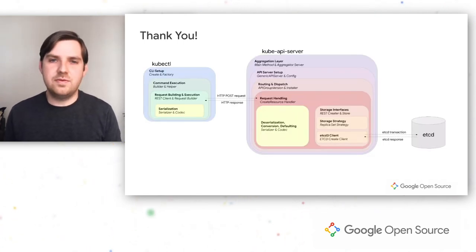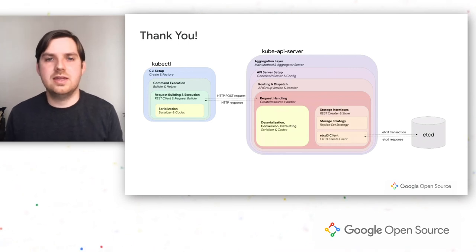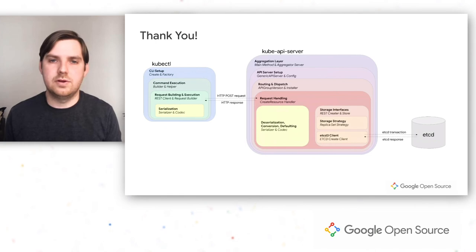And that's it. I hope you've gotten a better picture of now what happens when you make a Kubernetes API request, starting with the invocation of a kubectl command and its building and execution of an HTTP request that gets sent to the kube API server, handled, and turned into an object persisted to etcd.